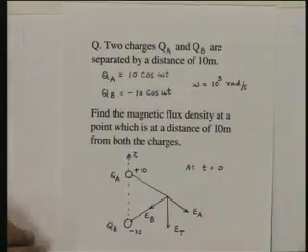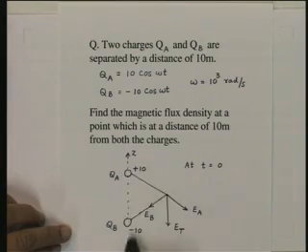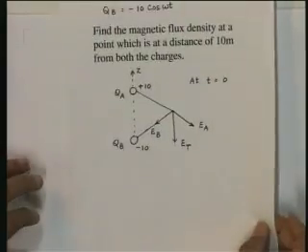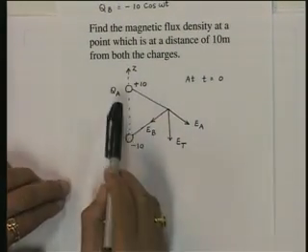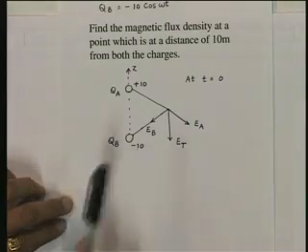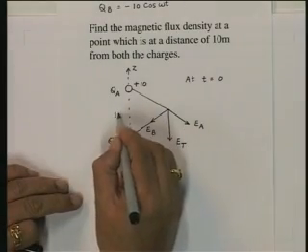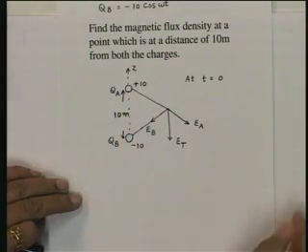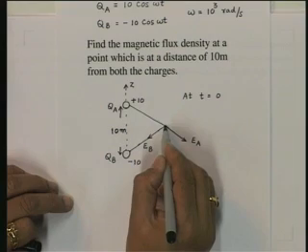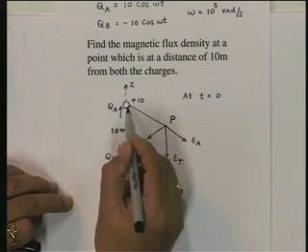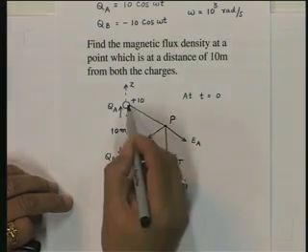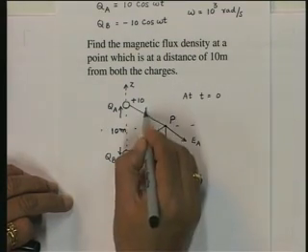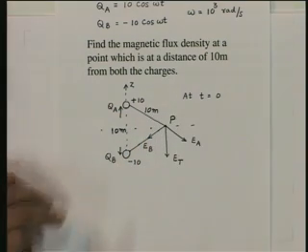Without loss of generality, let us say these charges have an axis, the line joining them, which is oriented in the z direction. At t equal to 0, we have a situation where QA is plus 10 coulomb and QB is minus 10 coulomb. The distance between them is 10 meters, and we have to find the magnetic field at this point P, which is at a distance of 10 meters from both the points. That means it is around this line of symmetry. So, this is 10 meters and this distance also is 10 meters.